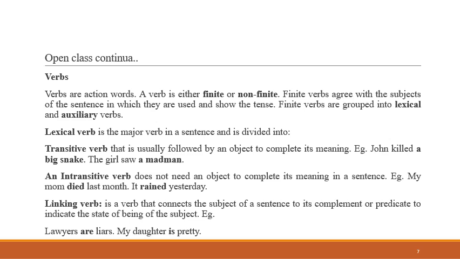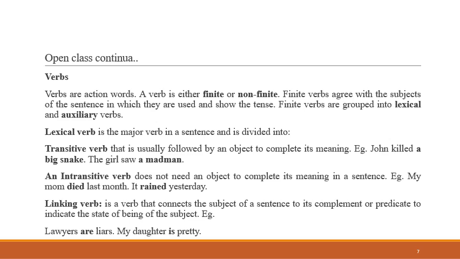They are said to be transitive because they take this object or these objects. Let's attempt to pull out the object in the sentences. John killed what? You must have an object to complete the meaning of the word killed. The girl saw what? Saw a madman. You must have an object there, even if not a madman, to complete the meaning of the verb saw.